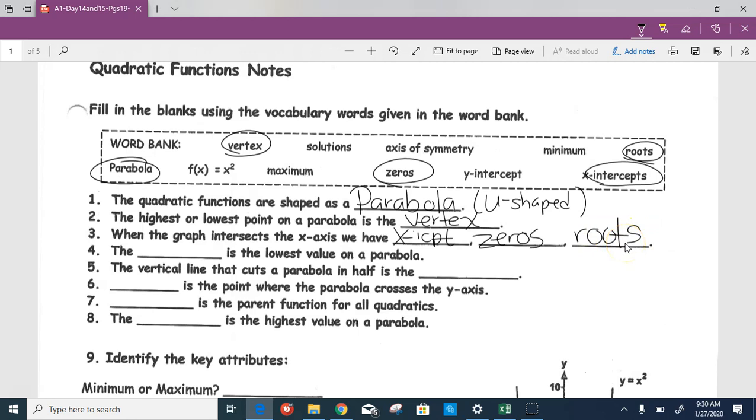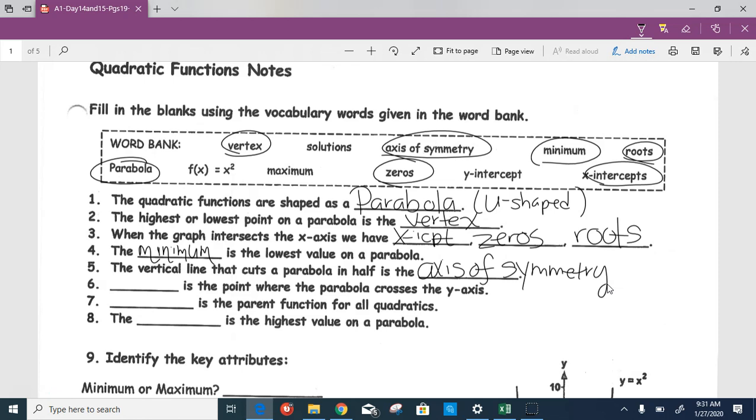The blank is the lowest part of a parabola. When your graph is a U shape facing upwards, then what you have is a minimum value at the vertex, sometimes just called a min. The vertical line that cuts the parabola in half, that is called your axis of symmetry. And you'll see that when we start practicing working with these graphs one-on-one. Axis of symmetry.